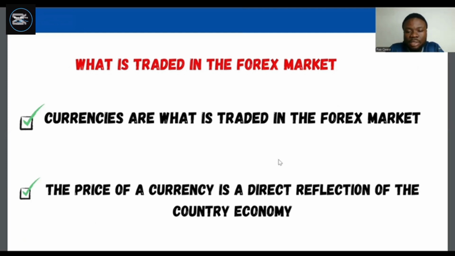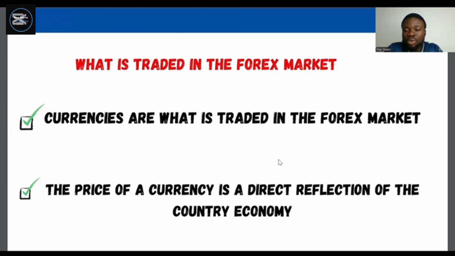The price of a currency is a direct reflection of the country's economy. If the country is performing very badly, it is going to affect the currency as well. So you need to always pay attention to what is going on in the economy, because it is going to have a direct effect on how the currency performs. That's why, when we are analyzing a market or trying to predict where the currency is going to head, we mostly factor in macroeconomic events such as inflation, the interest rate, and the GDP. You also need to factor into consideration geopolitical events, the wars, and those things.